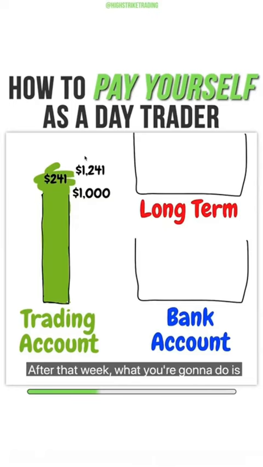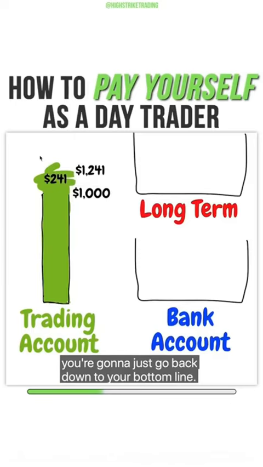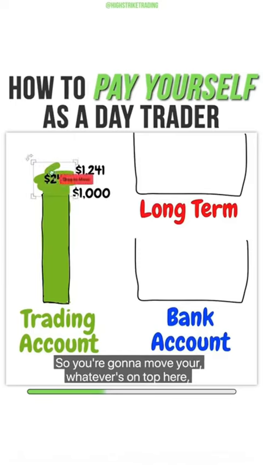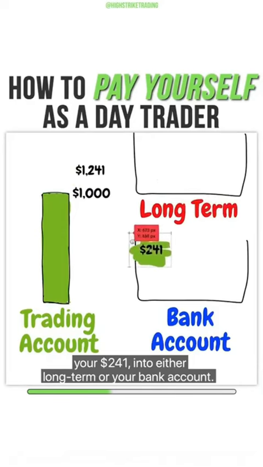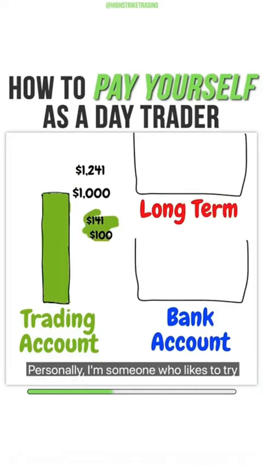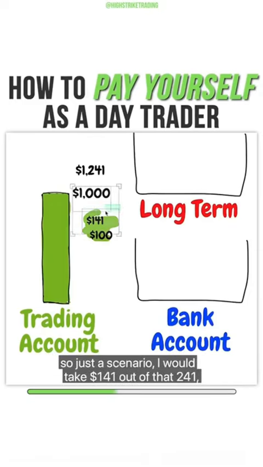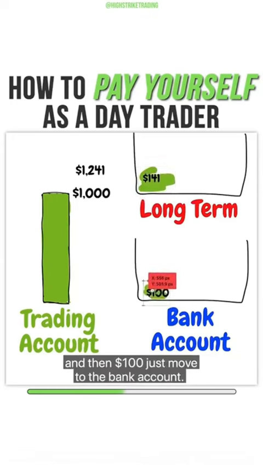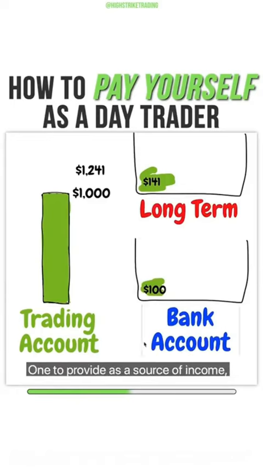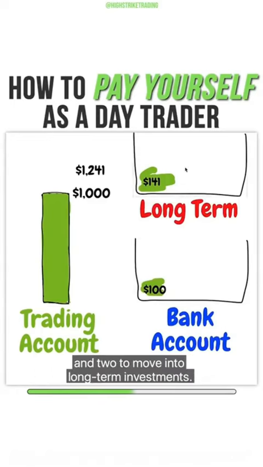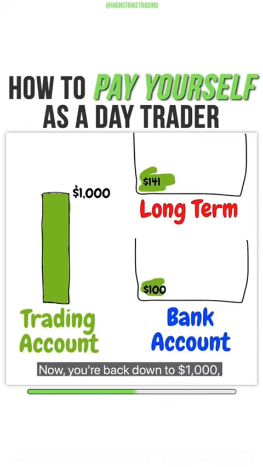So after that week, what you're going to do is you're going to just go back down to your bottom line. So you're going to move whatever's on top here, your $241, into either long-term or your bank account. So personally, I'm someone who likes to try and reinvest as much as possible. So just a scenario, I would take $141 out of that $241, put it into long-term, and then $100 just move to the bank account. So you have two different goals with the amount of money you're taking out of your account. One, to provide a source of income, and two, to move into long-term investments. Now you're back down to the $1,000. You're back at your threshold.